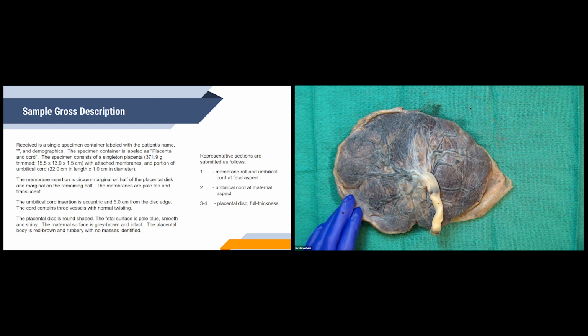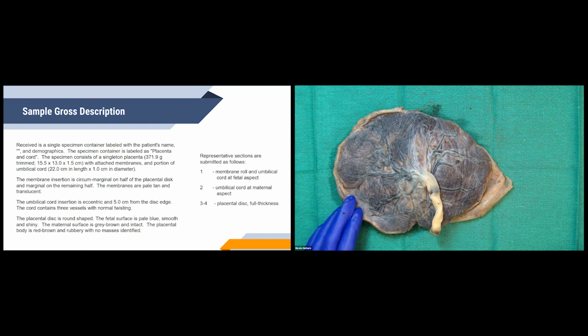And then my last paragraph there will be talking about the placental disc itself. I would say that the disc is round shaped. The fetal surface is pale blue, smooth, and shiny. The maternal surface is gray-brown and intact. The placental body is red-brown and rubbery with no masses grossly identified.